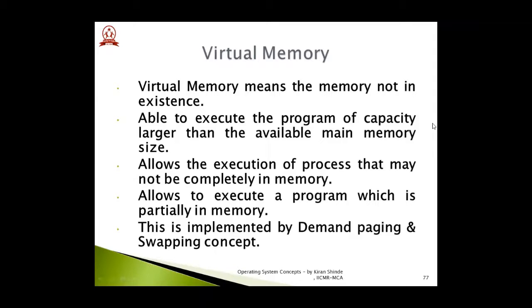So in order to address this limitation, the other type of memory which is devised is called virtual memory. Essentially, virtual memory can be used in order to execute a program of capacity which is larger than the available main memory size. Now, from where will this virtual memory come? Obviously, it will be part and parcel of your secondary storage, which will be acting as if it's a memory for you in order to execute your current instruction. It allows us to execute a program which is partially in the memory, and this is implemented by making use of a very important concept, that is demand paging. Swapping we have already talked about in my previous video lectures.